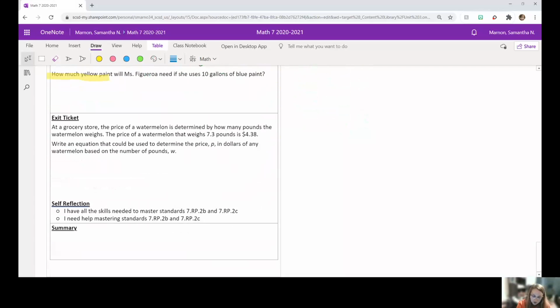So once you've finished all of the problems that I highlighted in this video, you're going to work on this exit ticket. Make sure that if it tells you that you're going to do it based on, so let's highlight, it says based on the number of pounds, this is going to be your X. When you see something like this, so W is going to be like your X, and then P is going to be like your Y. So when you're reading this, make sure you're dividing in the right order and writing the variables in the right place.